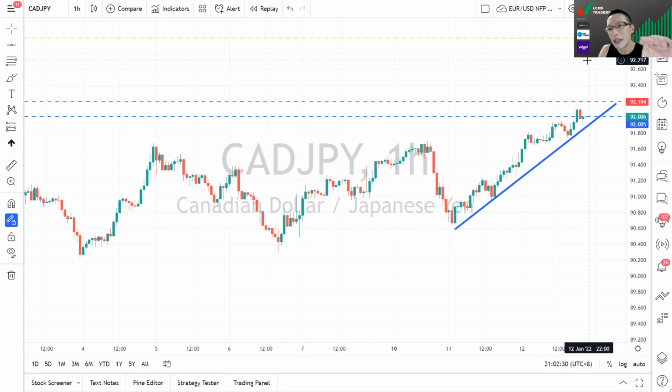Potential profit 92.8. Stop loss will probably be below 92, maybe like 91.8 around here. That would be some 40 pips of stop loss and then 80 pips of TP. Risk reward of 1:2, risking 1 for 2. I would say this is a good trade setup in the case whereby it breaks above and hits 92.2. All right.